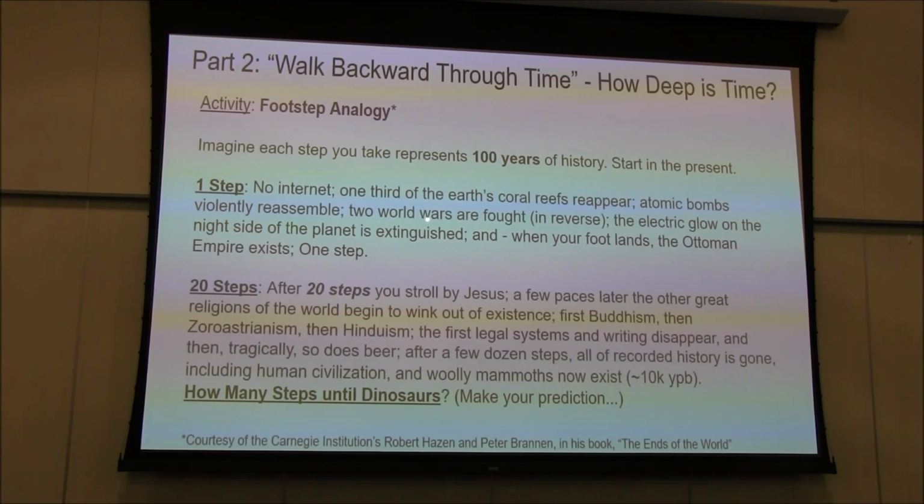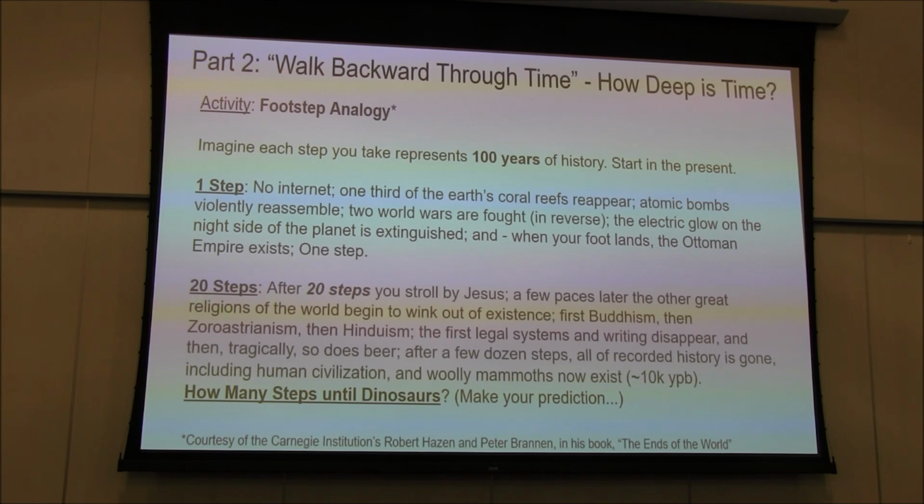That'd be interesting to see. Two world wars are fought in reverse. The electric glow on the night side of the planet is extinguished. No electricity at night, right? 100 years ago, 1925. So he wrote it in 2017. So the Ottoman Empire existed in 1917.